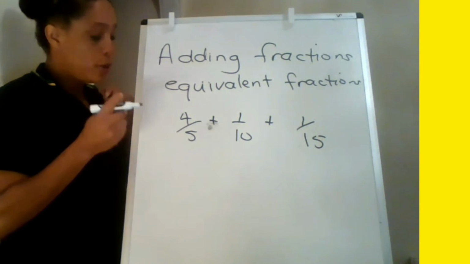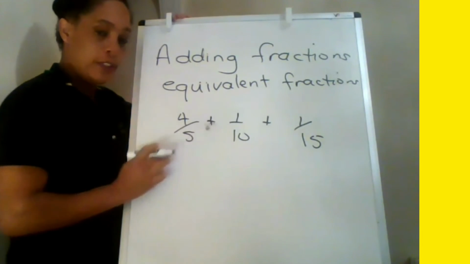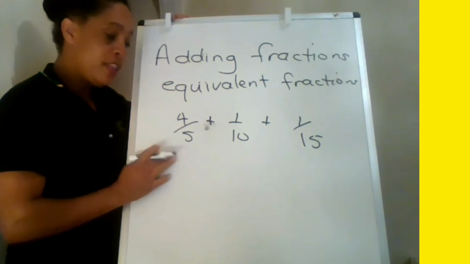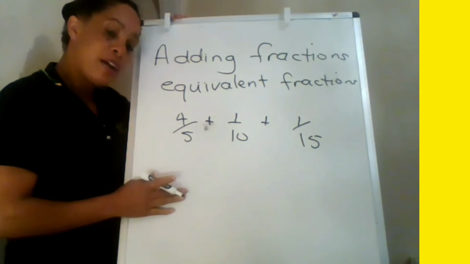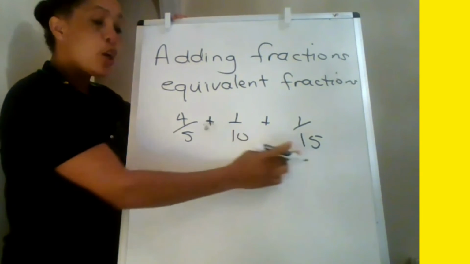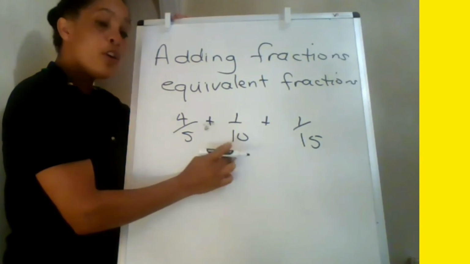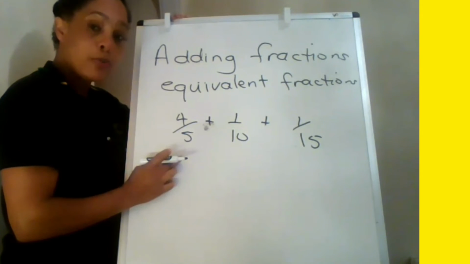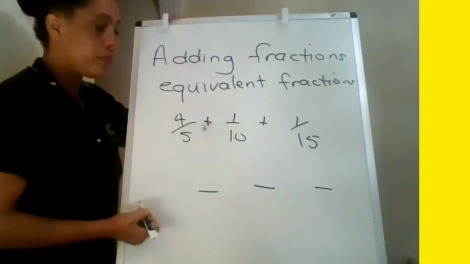Now let's look at another question. 4 out of 5 plus 1 out of 10 plus 1 out of 15. Again, they do not have the same denominator. So to add fractions, they must have the same denominator. So we're going to use the biggest denominator and search that times table for a number that is in the rest of the times tables, the rest of the denominators. So let's find that number.